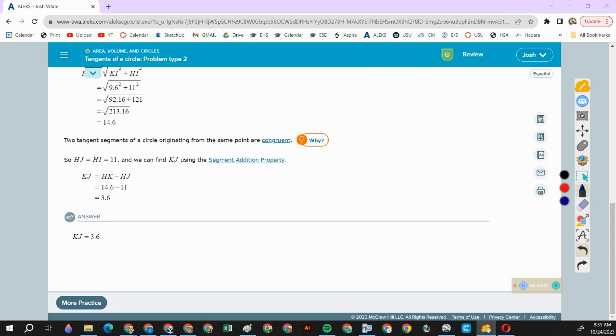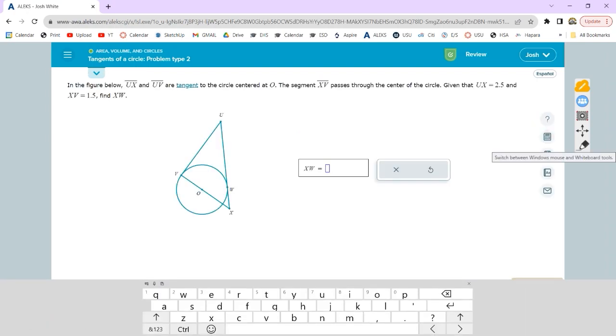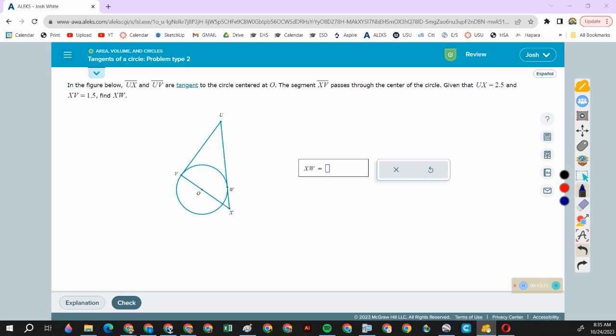Okay, let's do another one. All right. So XV is 1.5. UX, U to X, is 2.5. How big is WV? That's what I want right there.